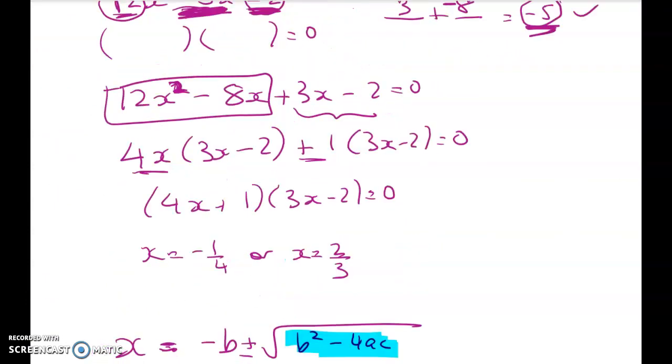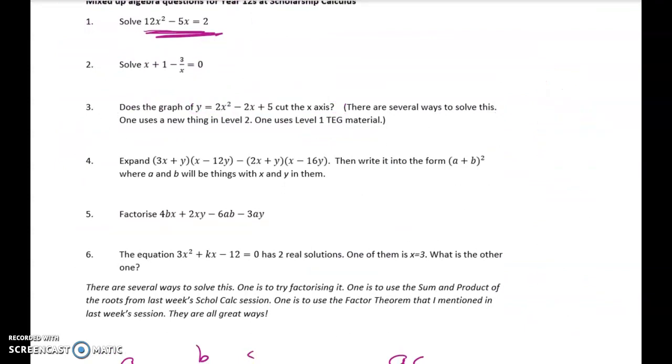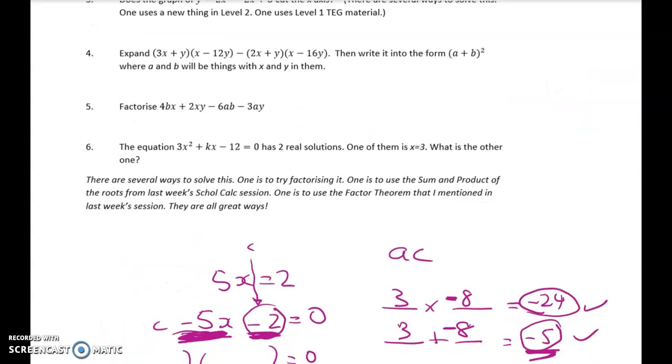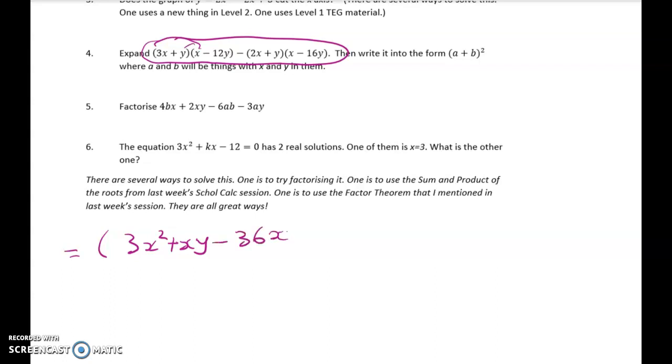Now, on to the next question, which is question 4, which looks bad, but it's just a bit of expanding, collecting up like terms, and then looking at what we're asked to do in the question. Let's just start by expanding all of this. So this is equal to 3x squared plus xy. I'm going in this order here. Minus 36xy minus 12y squared. Keep your brackets there, minus the next one. 2x squared plus xy minus 32xy minus 16y squared.